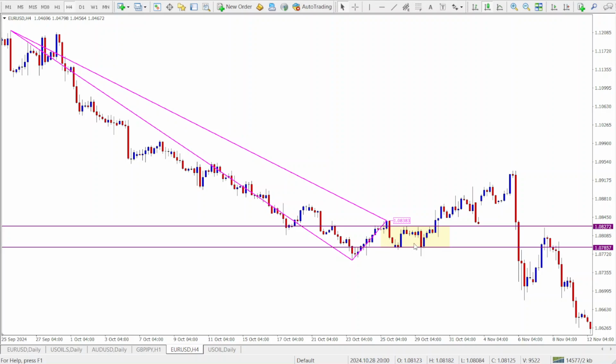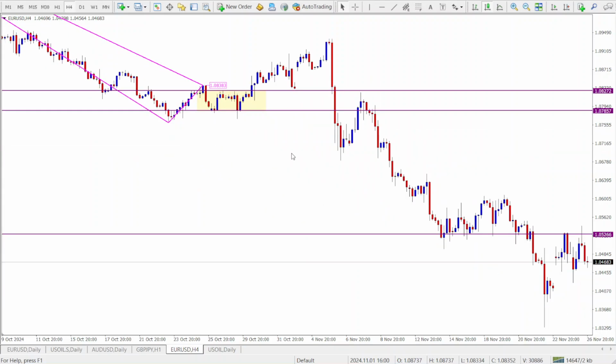So as this consolidation was observed, what I would recommend was to stay out of the trade. If you were already in a sell trade, you could have exited your sell and just watch out for what happens next, because this consolidation pattern shows that there could still be another form of breakout in the upward direction or in the downward direction.